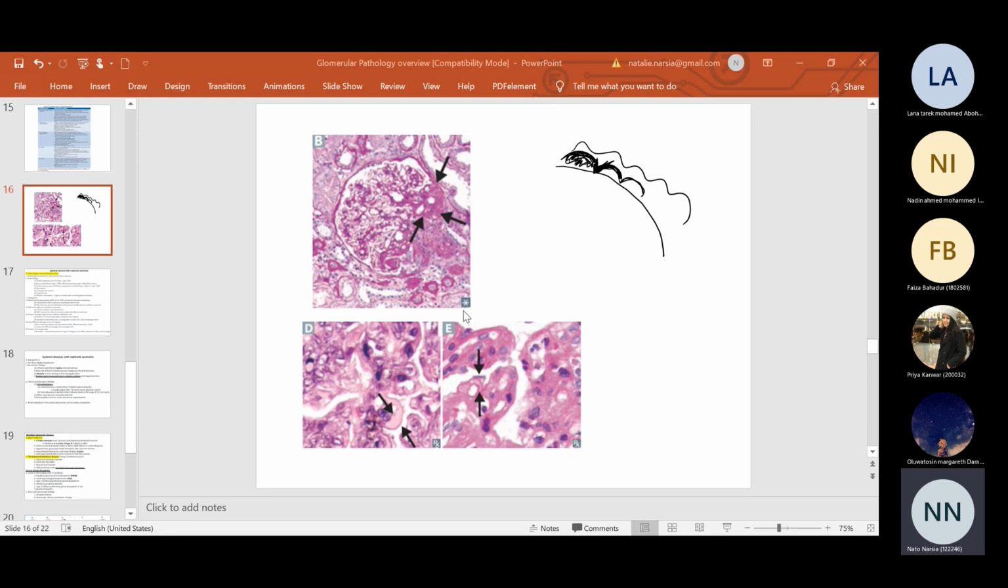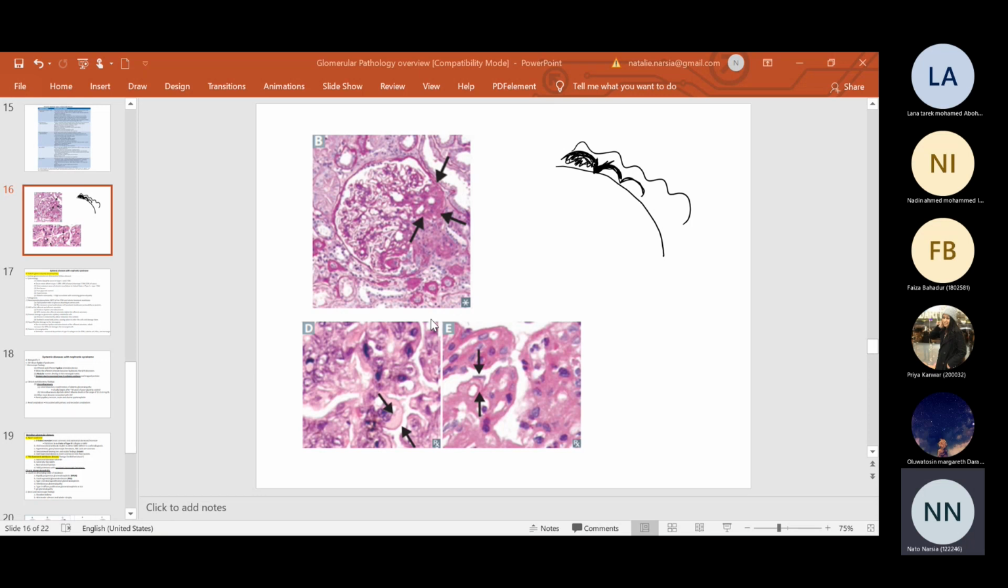Next one, guys, is membranoproliferative glomerulonephritis. Membranoproliferative glomerulonephritis is a disease where, for example, guys, you will find diseases characterized by nephrotic syndrome and nephritic syndrome. But there are two conditions where you have both nephrotic and nephritic, okay? We have such conditions, and membranoproliferative glomerulonephritis is one of them, okay? Diffuse type.